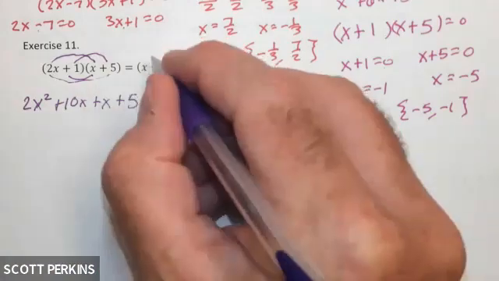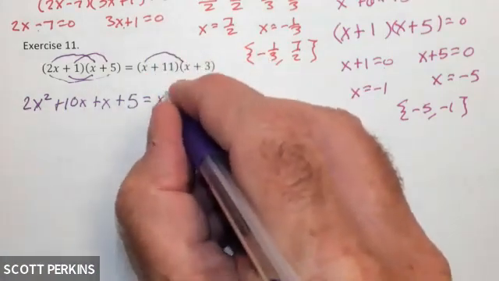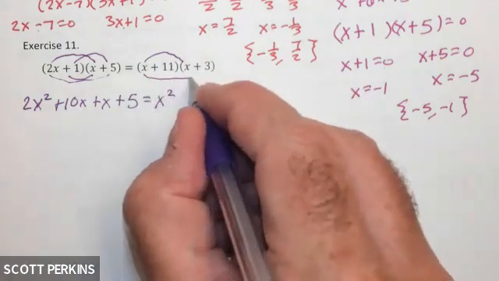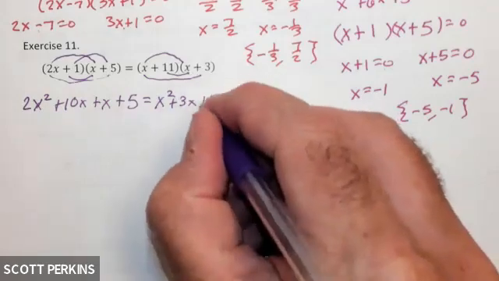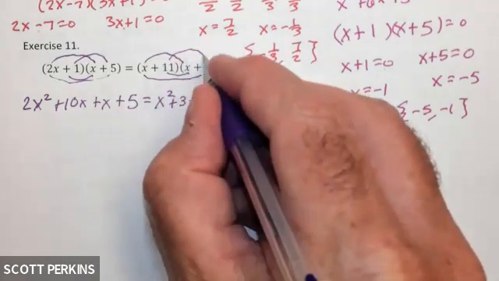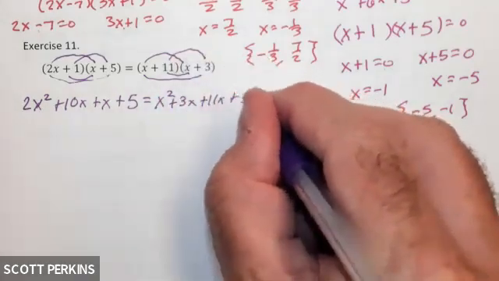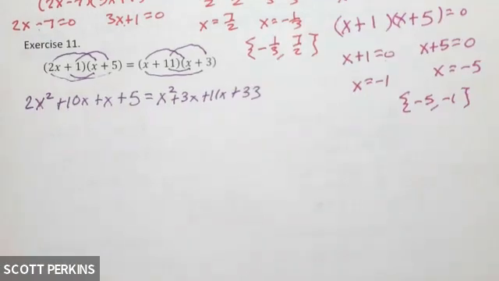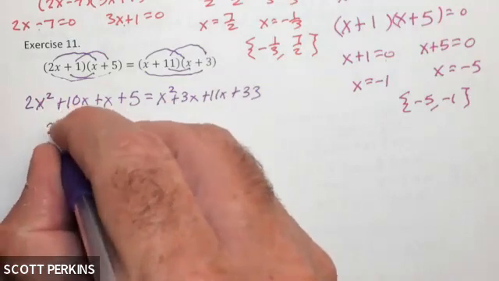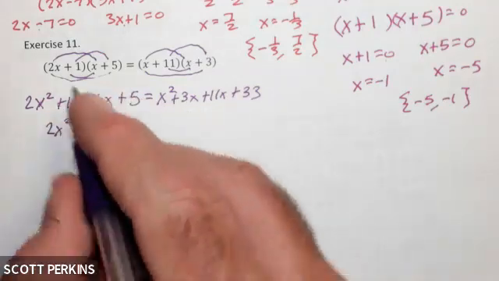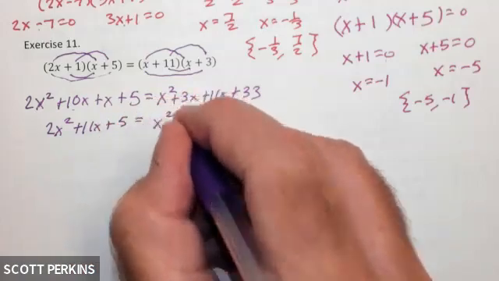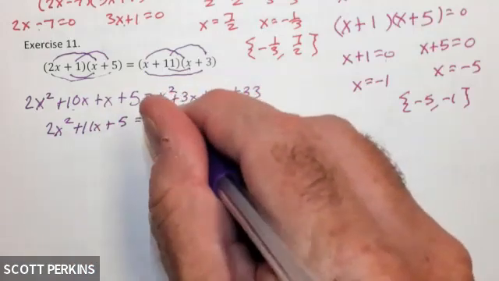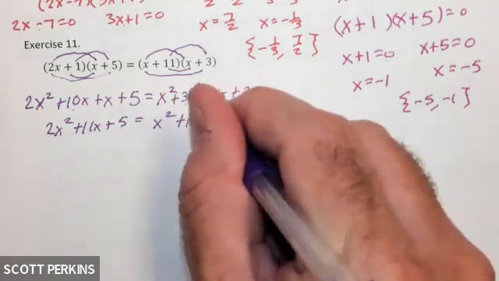On the other side, x times x is x squared. X times 3 is 3x. 11 times x is 11x. And then my lasts give me plus 33. Okay, so that's a big mess. Let me collect those like terms, make it a little less of a mess. So I got 2x squared, 10x and 1x is 11x, plus 5. On the other side, I've got x squared, 3 and 11 is 14x, and then plus 33.